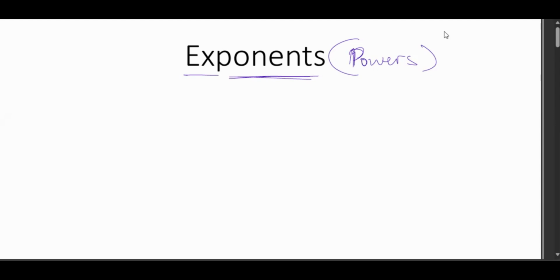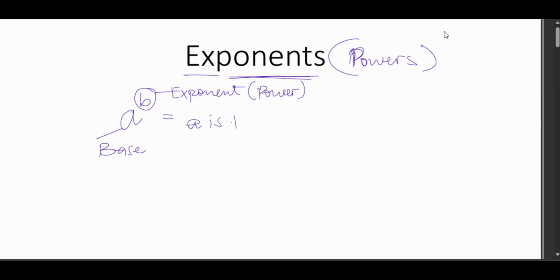In other words, let's have A to the power of B. In this case, our A is what we call the base, and the B is known as an exponent, or we shall call it power. You understand? So in this case, A is to the power of B.